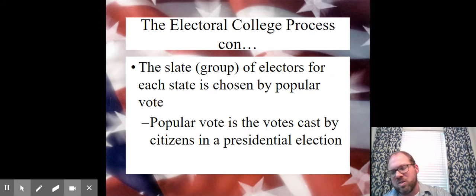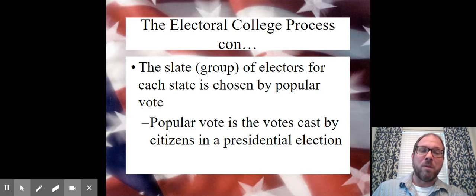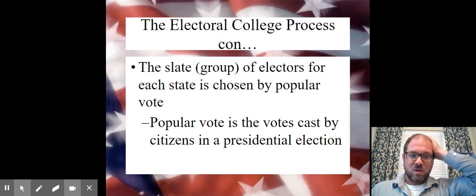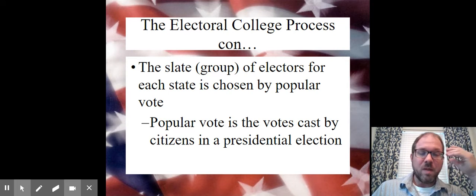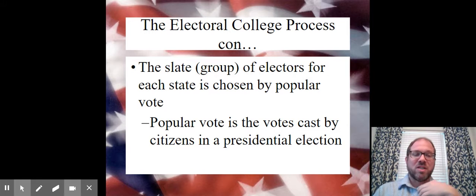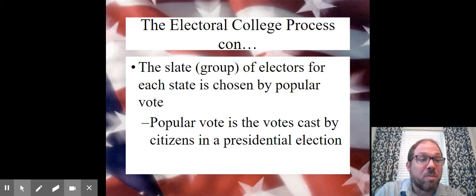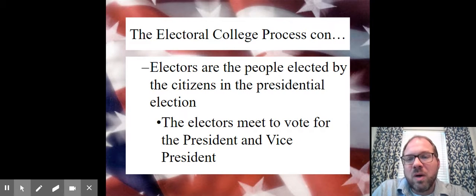And in the beginning of American history, there are two reasons they did this. Reason number one is the wealthy, powerful people wanted to maintain a lot of control. That way, the electors are always selecting the president. And number two, the other reason is because states that don't have much population, like, say, Montana or Alaska, the Electoral College helps them to have a voice in the selection of the president. So electors are the people elected by the citizens in the presidential election. And the electors in the Electoral College, they meet to vote for the president and the vice president.